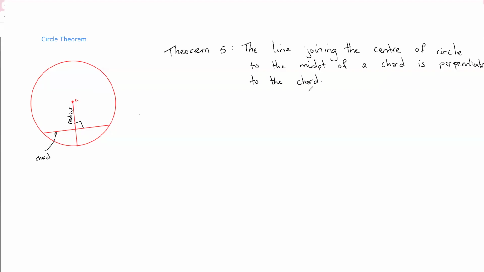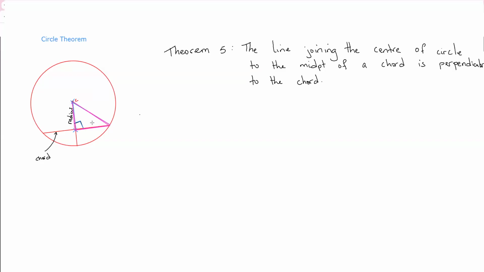Nice. So basically, the line joining the center of the circle, like a center here, to the midpoint of a chord, that's this line here, meets it at a right angle. Now, the thing with this is that we can connect these two lines here. And what you'll recognize is that you have a right angle triangle.